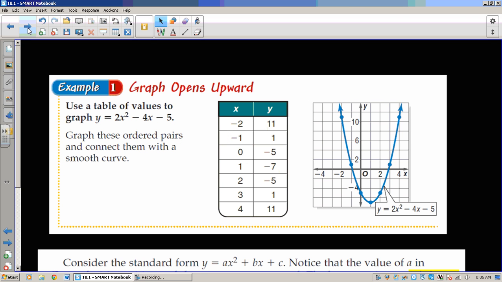Okay, so here we could use a table of values to graph y equals 2x squared minus 4x minus 5. What do we notice about the a value in this one? Just real quick.